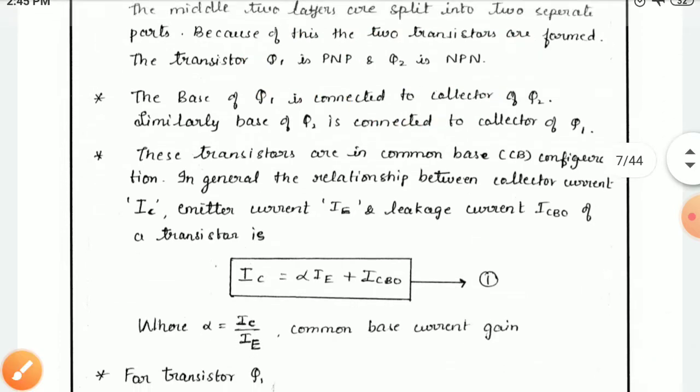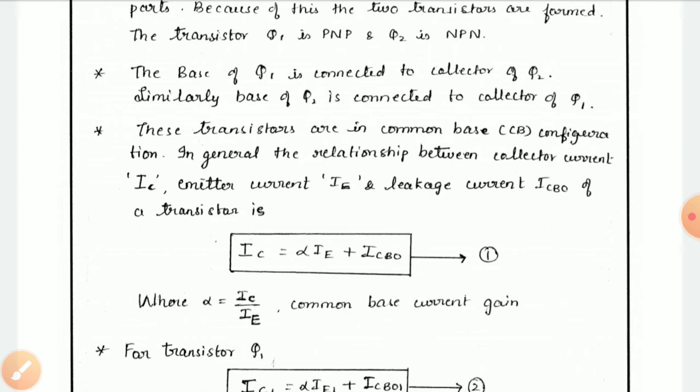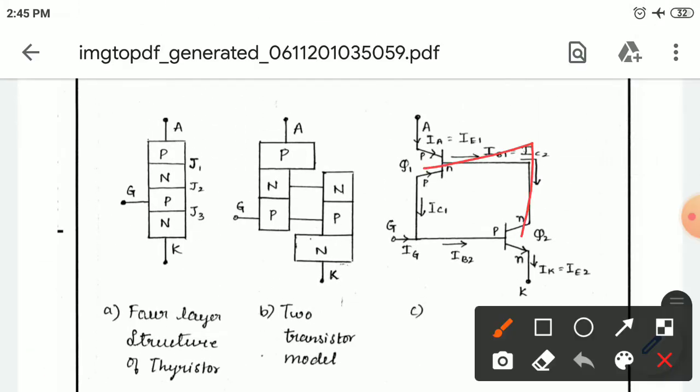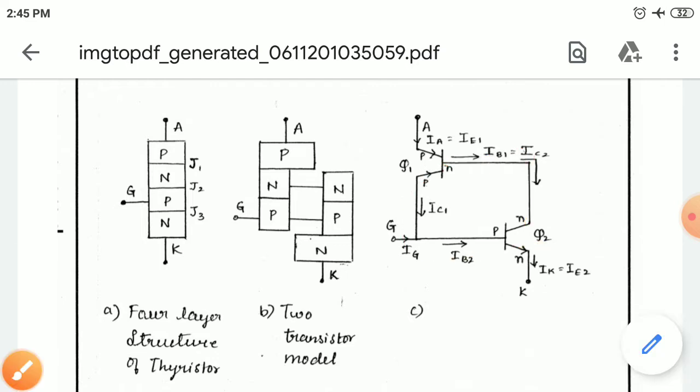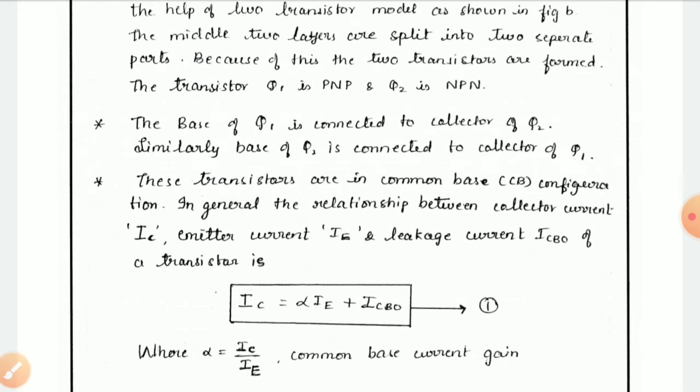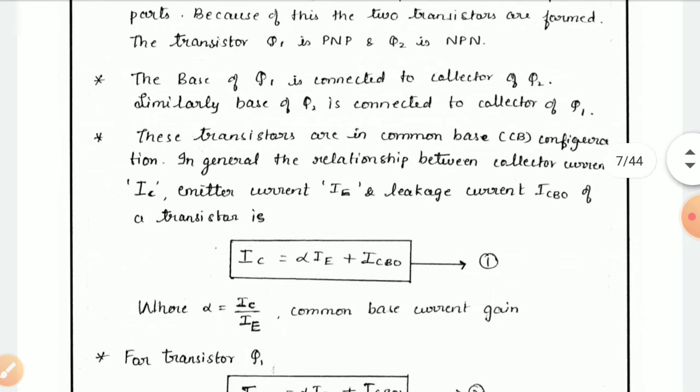The base of Q1 is connected to the collector of Q2, as you can observe in the figure here. The collector of Q1 is connected to the base of Q2. This is the connection diagram. These transistors are in a common base configuration, and in general the collector current IC, the emitter current IE and the leakage current are interrelated.